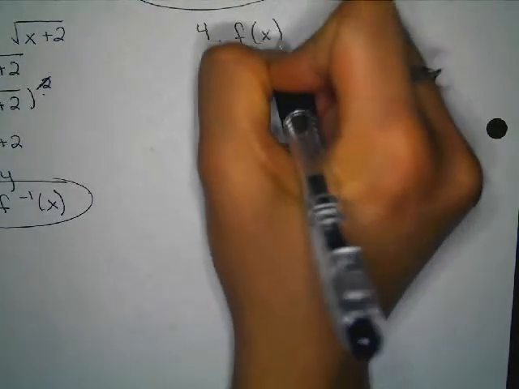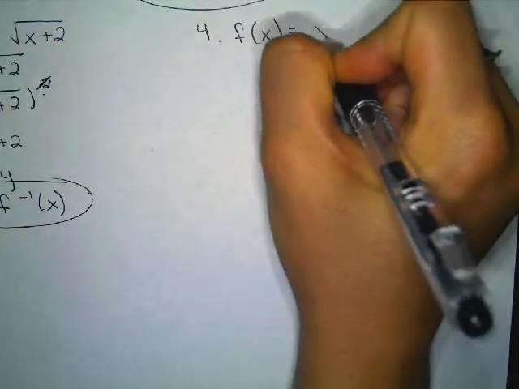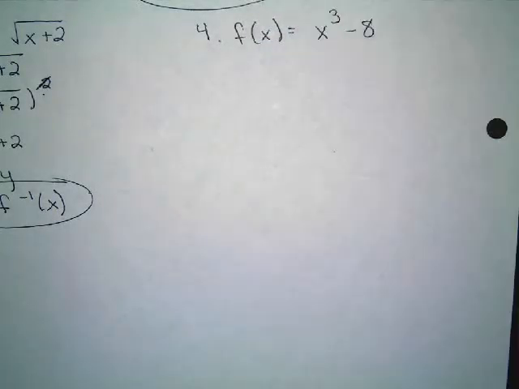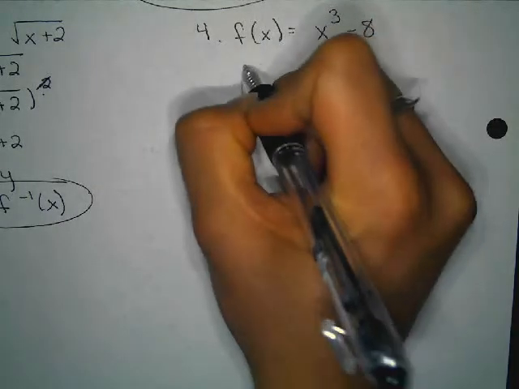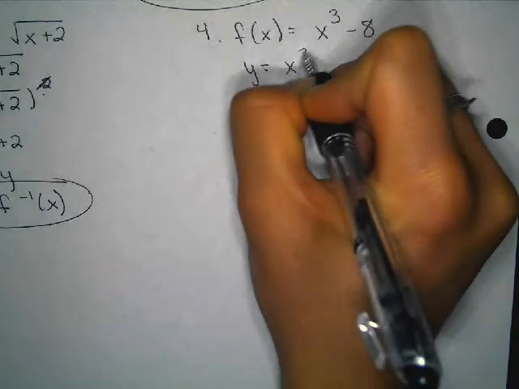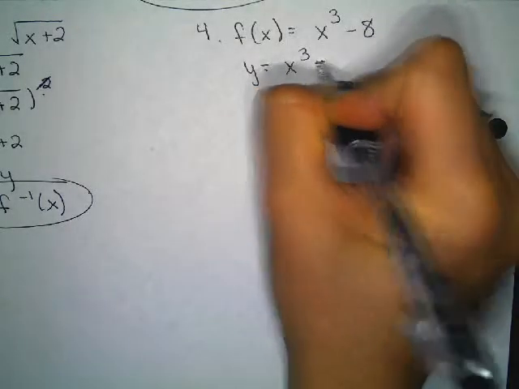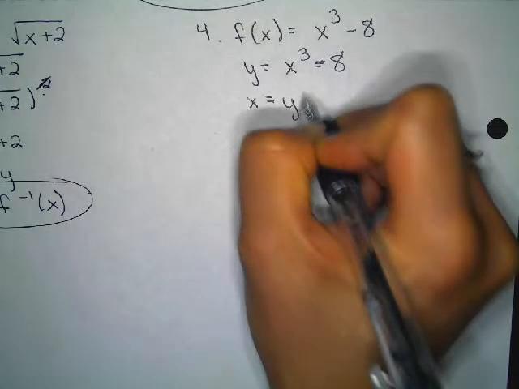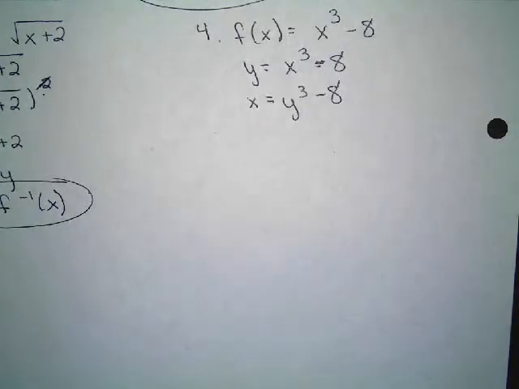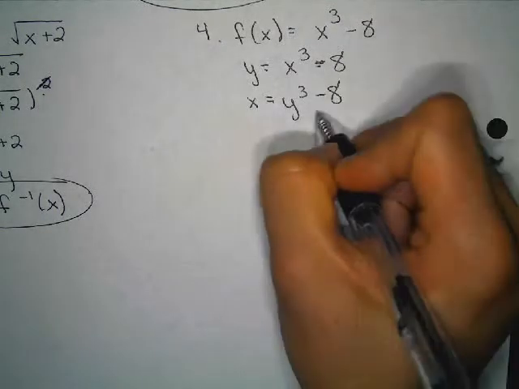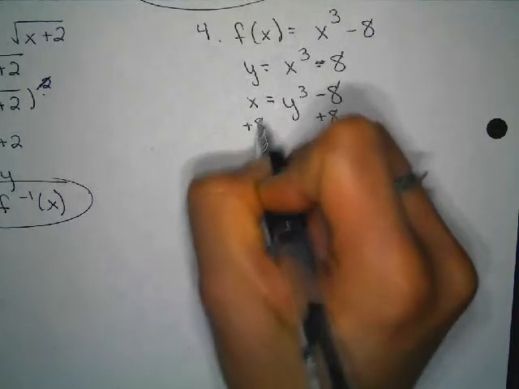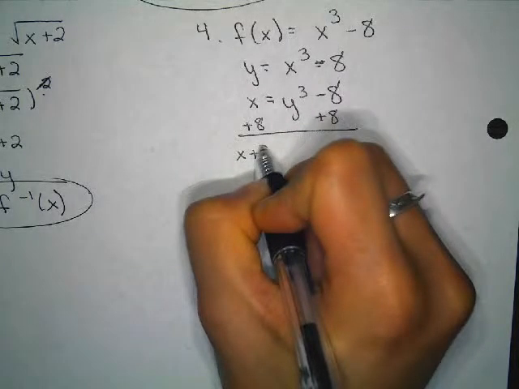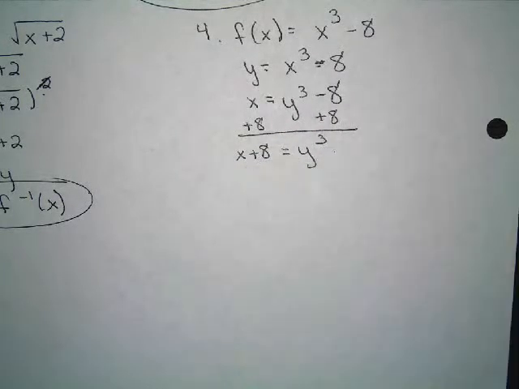What if we have a problem that looks like this? x cubed minus 8. Do everything the exact same way. First, we're going to change f of x to y. So y equals x cubed minus 8. Then we'll switch x and y, and then we solve for y. So that's y cubed minus 8, so I need to add 8 to both sides here. So x plus 8 equals y cubed.